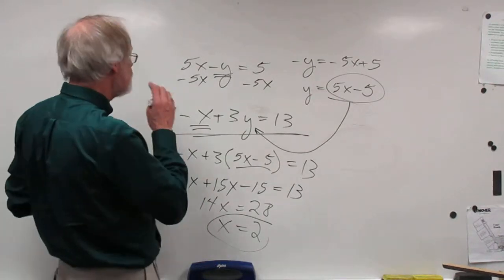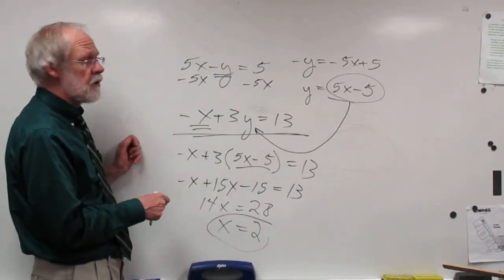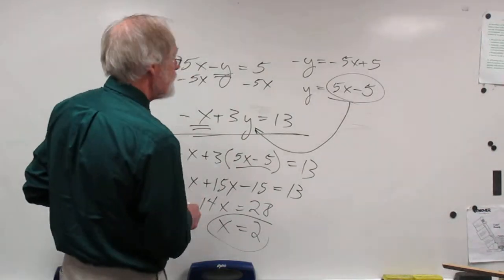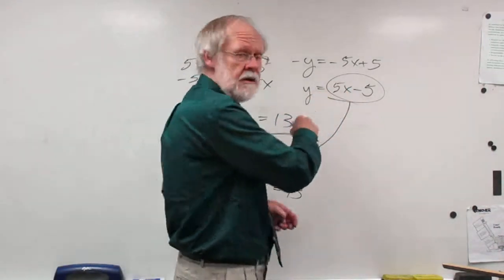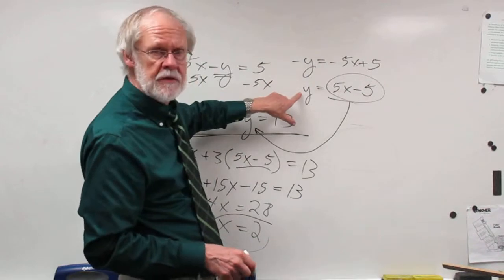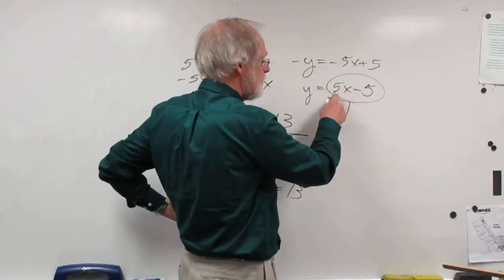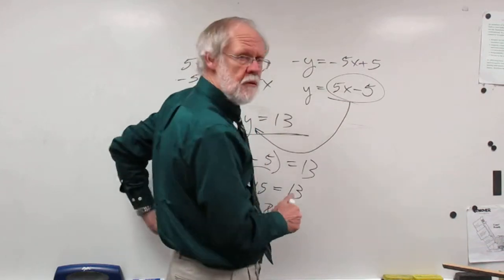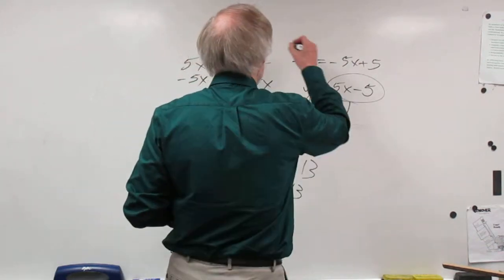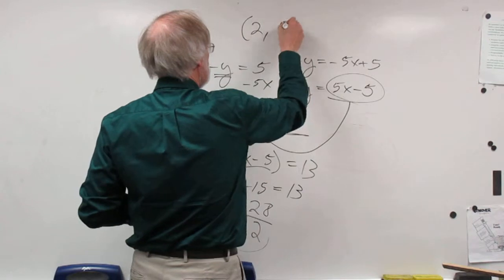So if x equals 2, now I can take that and put it into one of my original equations, or in fact, I can put it in here. I rearranged this one, but it's still the original equation, it's just rearranged. So I take x equals 2, 2 times 5 is 10, minus 5, so y equals 5. So I have the point of intersection 2, 5.